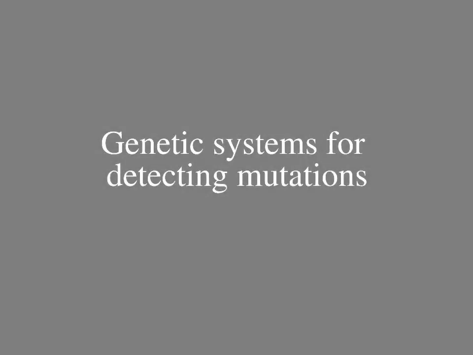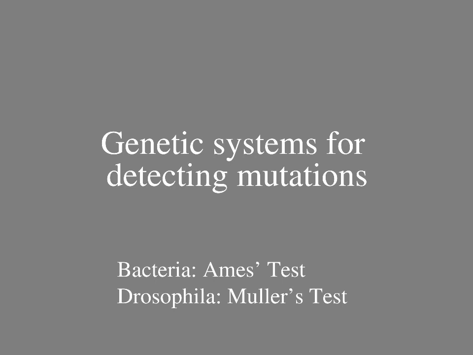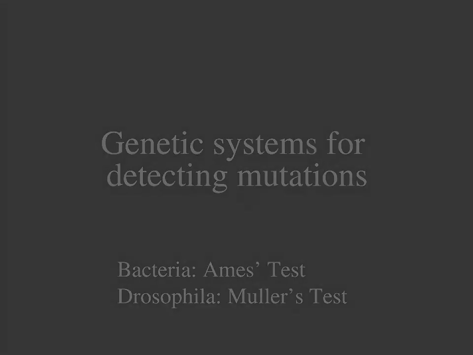This video will help you understand how mutations can be detected in two different genetic systems. First, the Ames test uses a selection in bacteria to determine if a compound is a mutagen. Second, Muller performed a screen in a more complex organism, the fruit fly Drosophila, to ask if X-rays cause mutation. We'll be discussing the differences between selections and screens, and the differences in genetic analysis between single-celled and multicellular organisms.